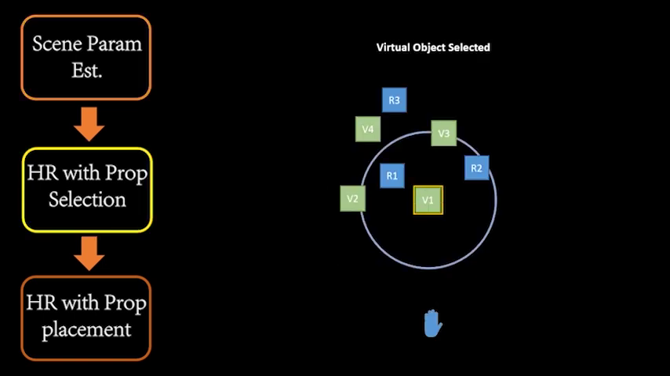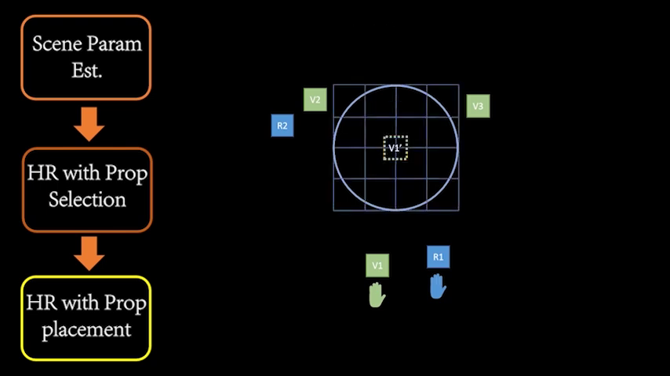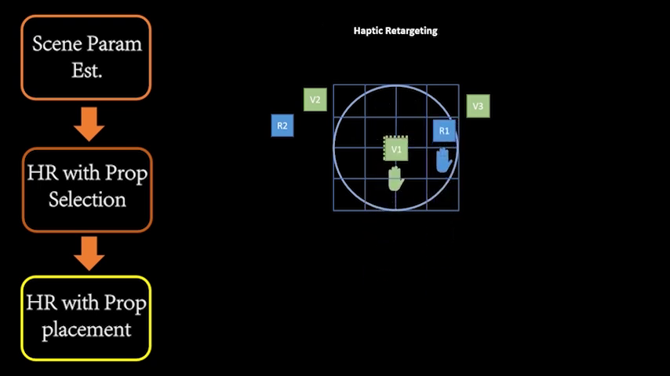In the second step, we first identify all the candidate physical props and calculate the proxy importance of each physical prop, then we select the prop with the lowest proxy importance. After that, the haptic retargeting process starts. In the third step, we identify candidate regions for physical prop placement and then discretize the region into placement points using wireframes. After that, we calculate the proxy importance for each point and select the location with the highest proxy importance. Finally, the haptic retargeting process starts.